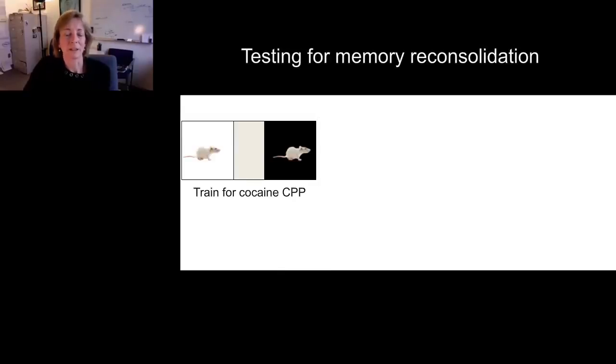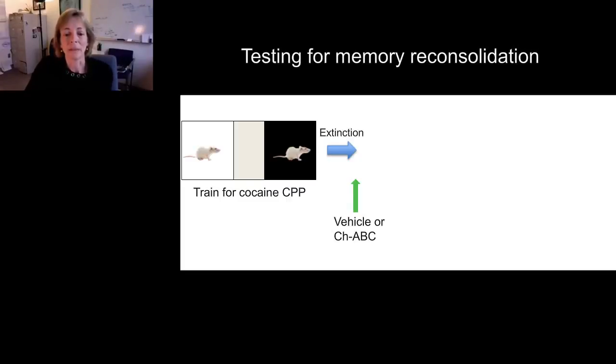Then she wanted to test for memory reconsolidation. So I wanted to show you how we test for memory reconsolidation. And that is to go ahead and train the animals for this condition-placed preference, or CPP. And then after a period of extinction, and what this is, we basically place the rat in the box day after day until they no longer show a preference for the cocaine-paired side. So we're kind of overriding this memory and extinguishing that response.